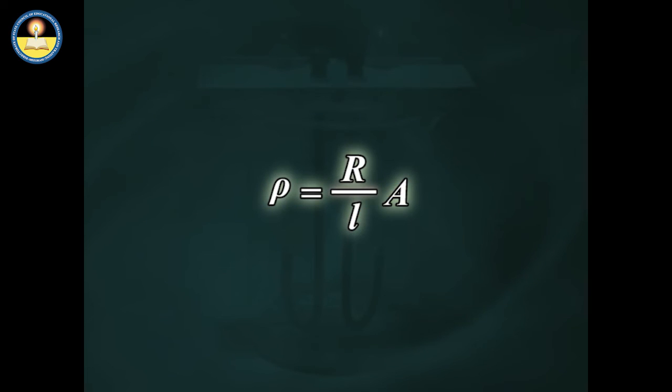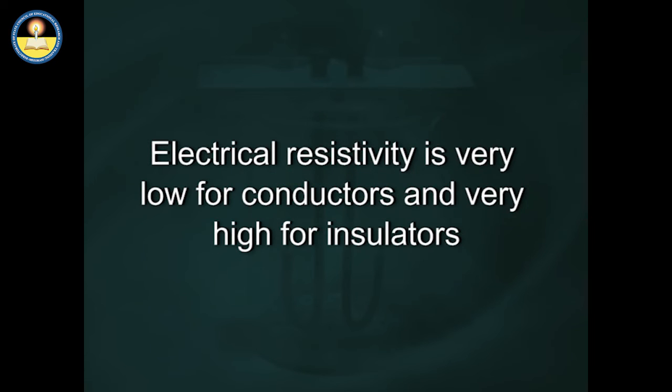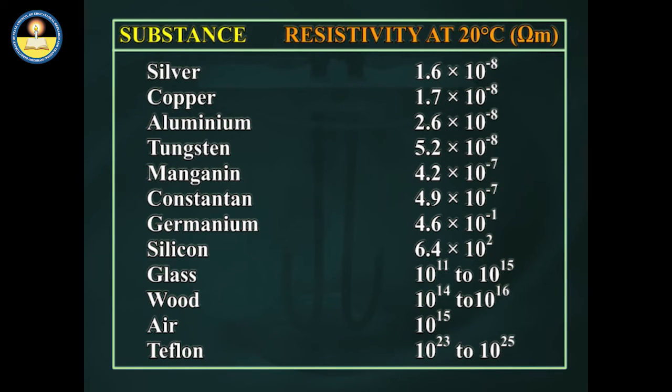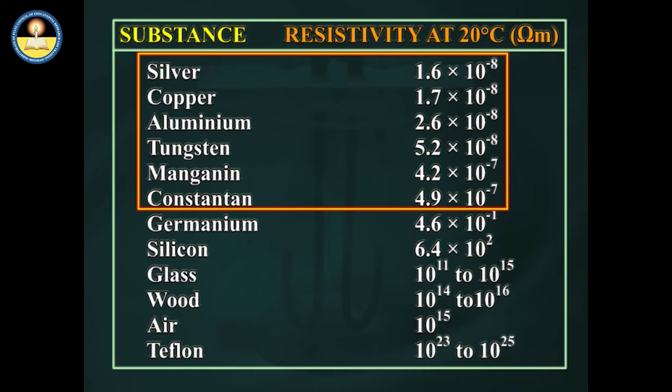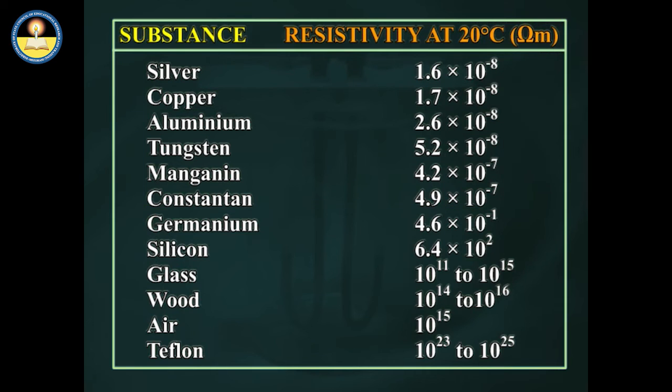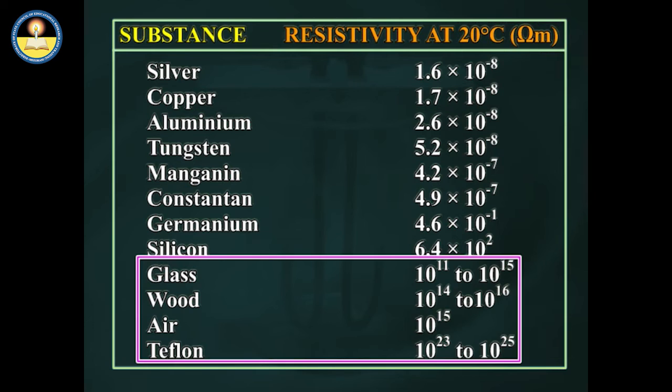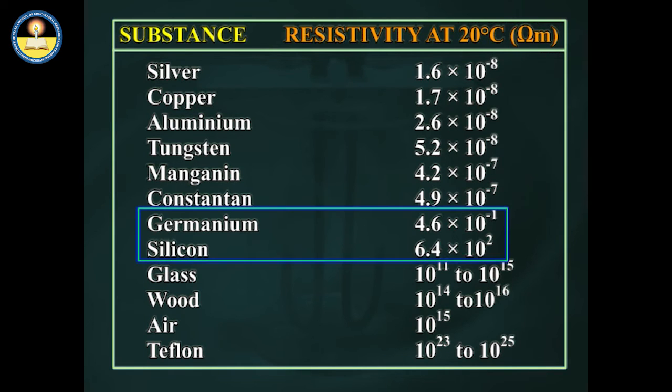The value of electrical resistivity varies over a wide range for different materials. In general, electrical resistivity is very low for conductors and very high for insulators. However, substances having their electrical resistivity between that of conductors and insulators are called semiconductors.